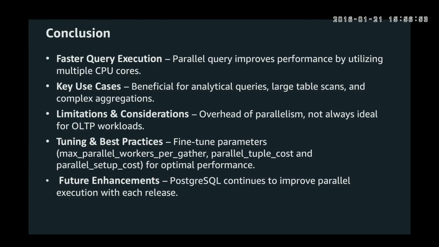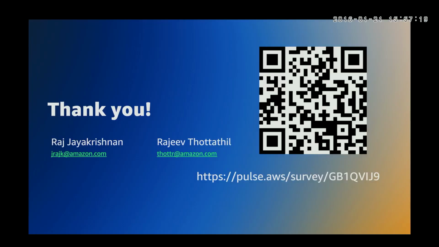Then you have a couple of tools to tune it, like parallel_tuple_cost, seq_page_cost and parallel_setup_cost. There are a couple of parameters we can play with to enforce or not enforce the parallel query. And as I mentioned, we started with version 9.6, currently 17 and 18, but definitely the improvements are being implemented over time. So there is a lot of scope for improvement, and it's being worked on.